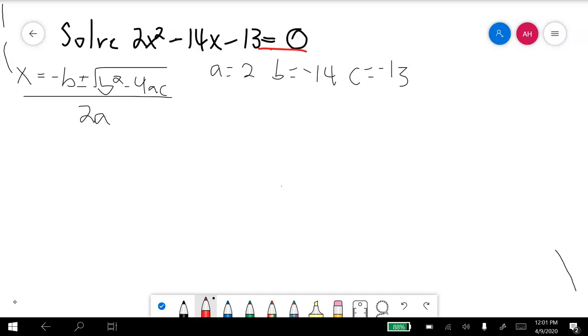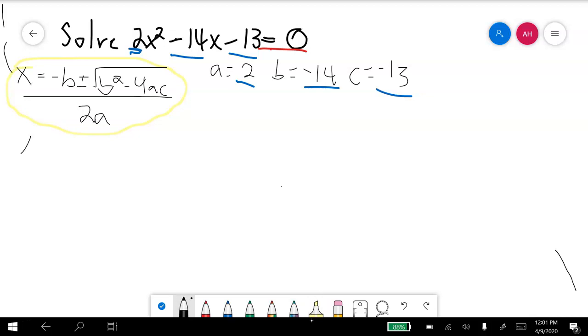Then you're going to pull out a, b, and c. A is the number in front of x squared, which we already got is 2. B is the number in front of x, so we have negative 14, and then c is your constant, or the number by itself, which is negative 13. And then we have the quadratic formula, which I've written down here, and you just plug in what you are given.